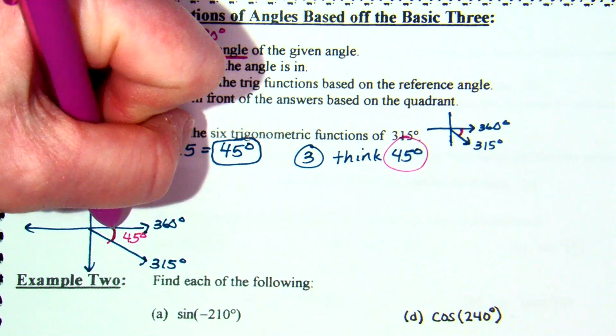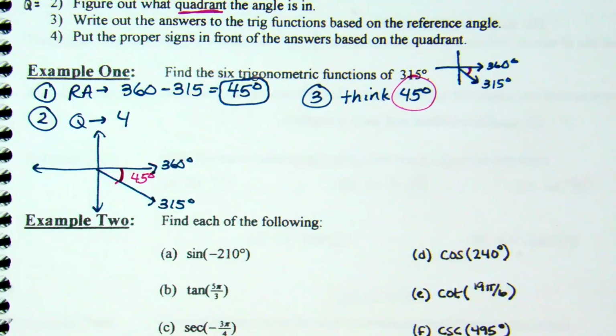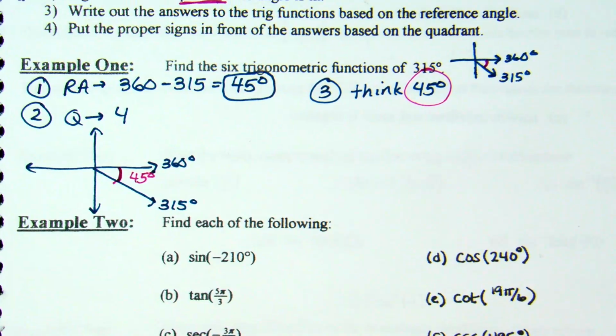315 degrees is down here. It's closest to 360 degrees, and those are 45 degrees apart when we subtract them, yes? So that's the idea of what I was doing there. So if you need a bigger picture to visualize: because 315 is 45 degrees from 360, we're using 45.